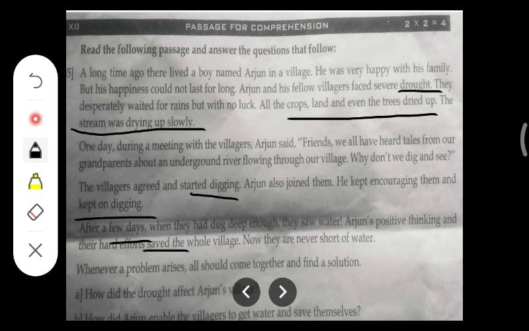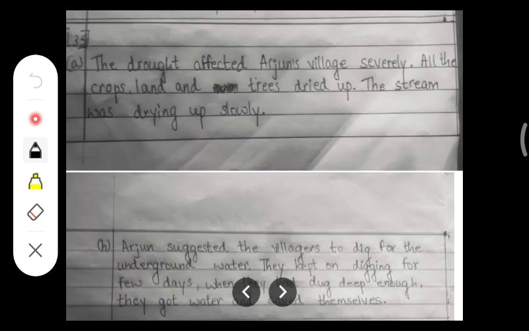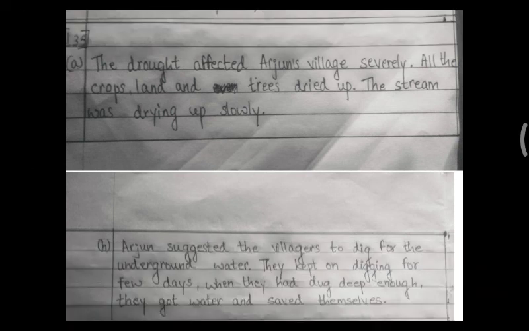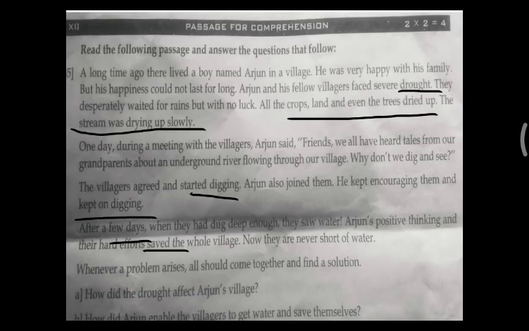So how to form the sentence? Here I have formed these sentences. The drought affected Arjun's village severely. All the crops, land, and trees dried up. The stream was drying up slowly. They have given you 2 marks for each question. You can just write the sentence however it is given in the passage. If you write it directly as it is given there, you will get 1 mark. But if you write beautifully, answering the question, then you will get the complete 2 marks.